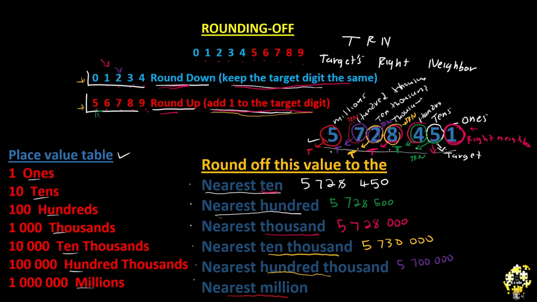Where does the target's right neighbor fall? Round down or round up? It falls under round up because it's a 7. What does round up say? It says you have to add 1 to the target. So we add 1 to 5 to become 6. Rounding off this value to the nearest million, it's going to be 6 million. So that's how you do it when you're rounding off to the whole number.